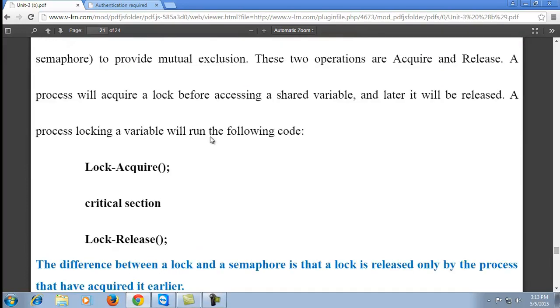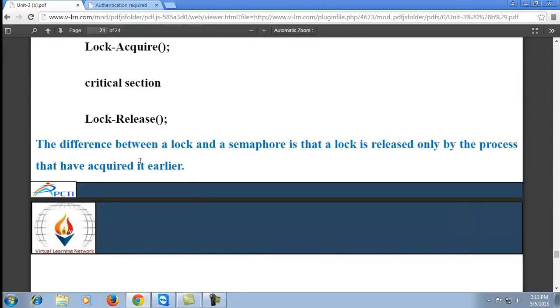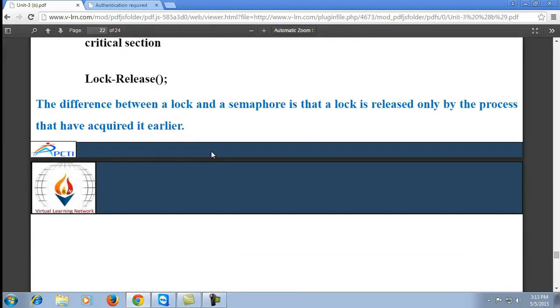The situation is: lock acquire, then enter the critical section, then lock release. This sequence is followed for accessing the data by a number of processes. The difference between a lock and a semaphore is that a lock is released only by the process that acquired it earlier. The process which acquired the resource or lock earlier has to release that particular lock first.